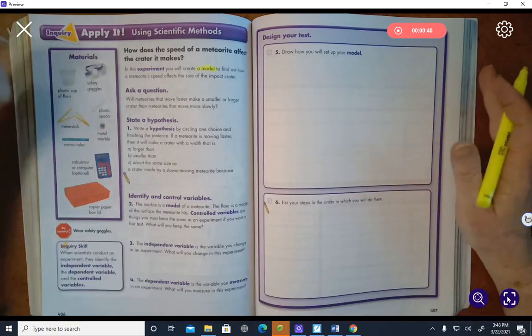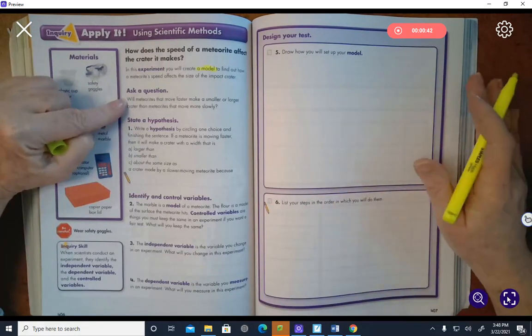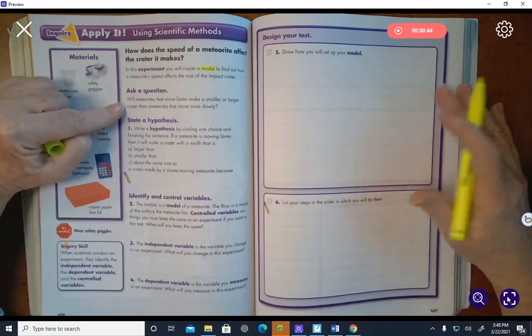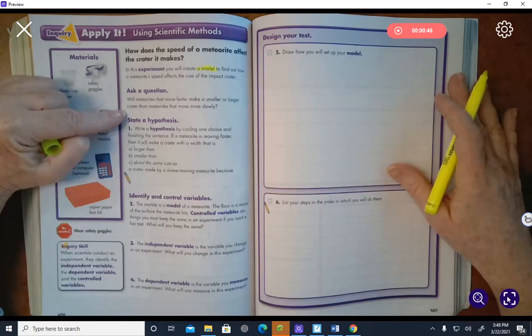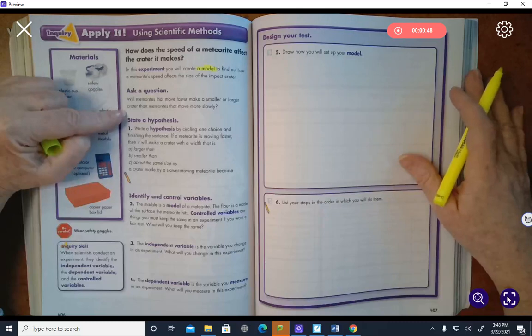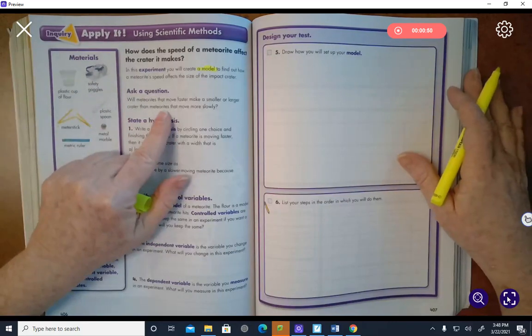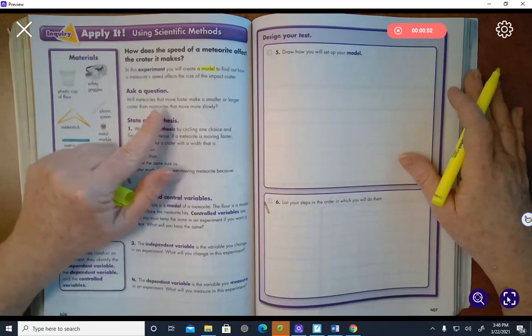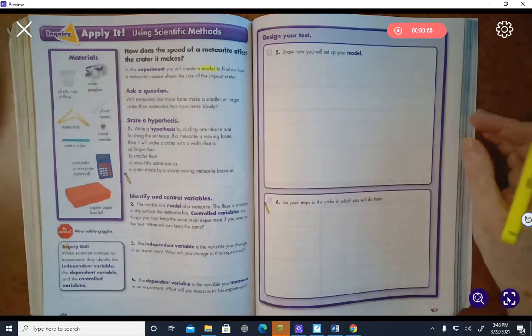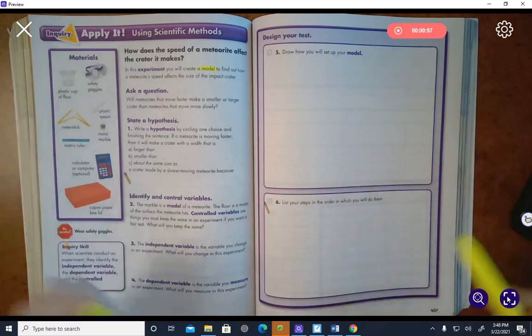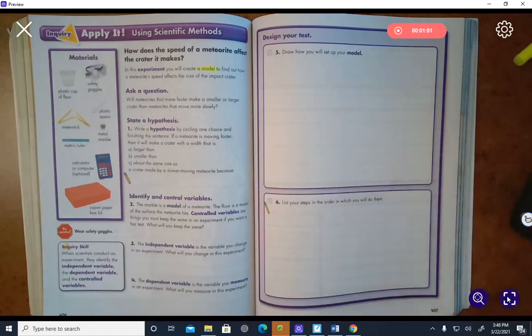So you're going to ask a question. Will meteorites that move faster make a smaller or a larger crater than meteorites that move more slowly? Remember, meteorite has the "it" in it, just like the word hit, which means those are the ones that actually hit the Earth's surface. So I'll let you think about that for a while and see what you think the answer might be.